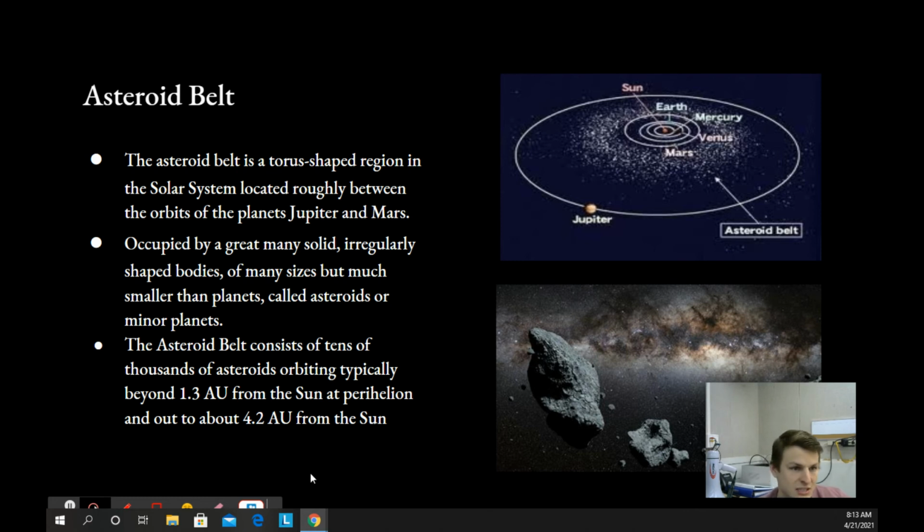There's actually more distance between them, but there are thousands of asteroids in the asteroid belt. Really irregular shapes. They're smaller than planets, but they're still like the size of minor planets. They're pretty large. They're about 1.3 to 4.2 astronomical units away from the sun. An astronomical unit, we've talked about before, is a measure of the distance between the center of the Earth and the center of the sun, so 93 million miles.